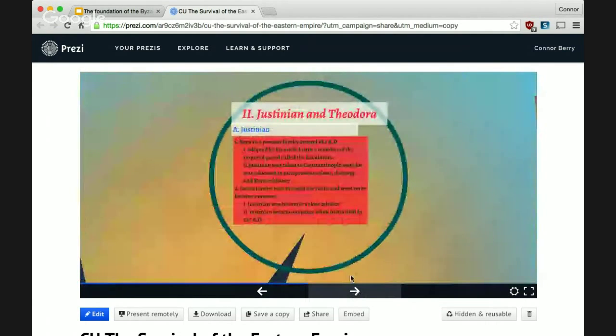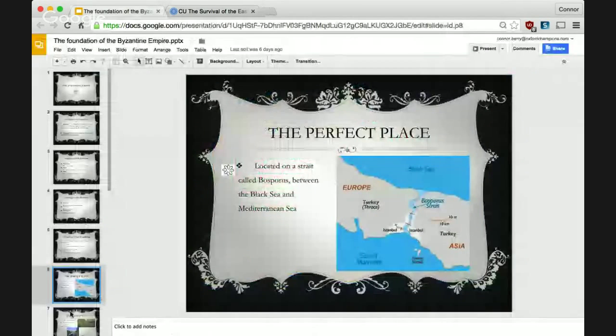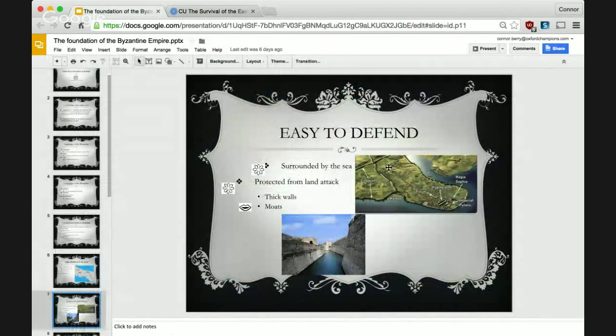Okay, so now we're moving into our next section on that. Let's take a look right here and see if we're getting that same information in this PowerPoint. Easy to defend, yes, surrounded by the sea. You can see that there's defensible water around on every side. You can see the moats right here.